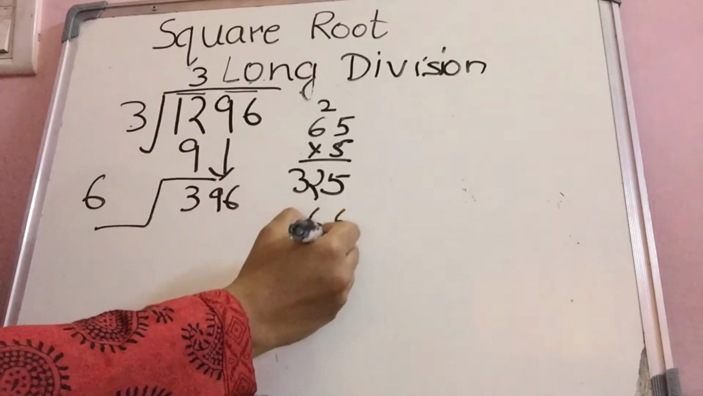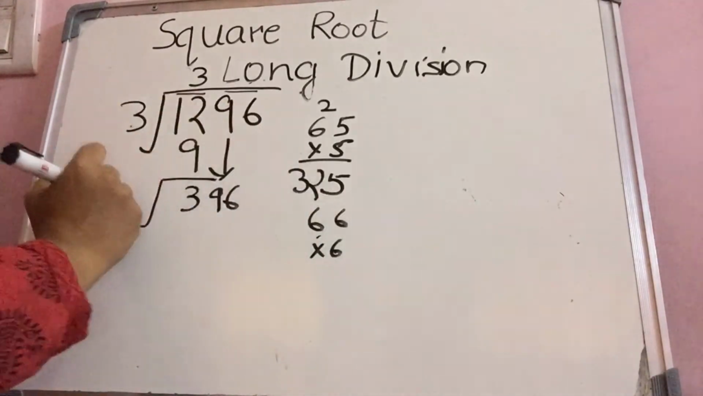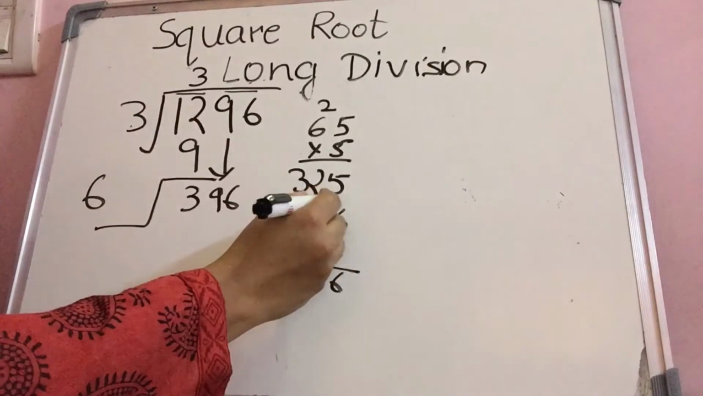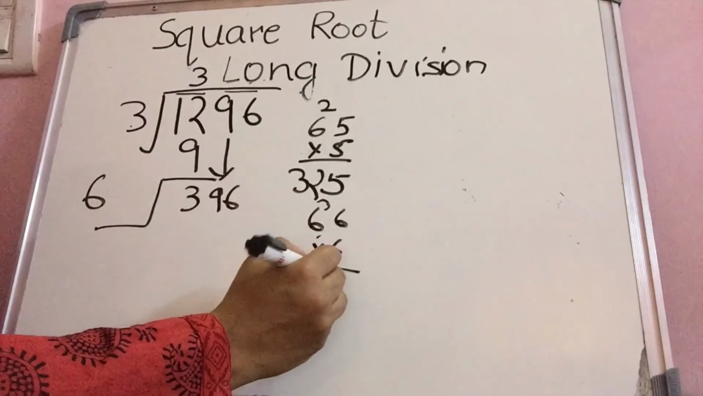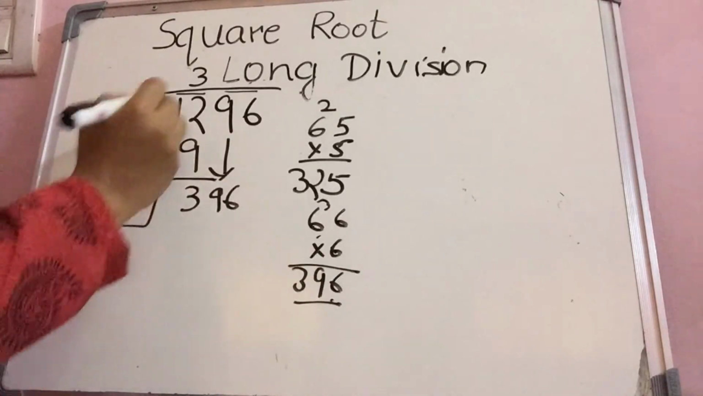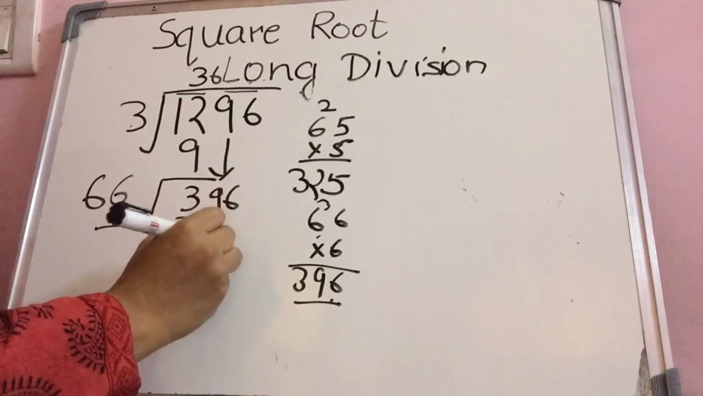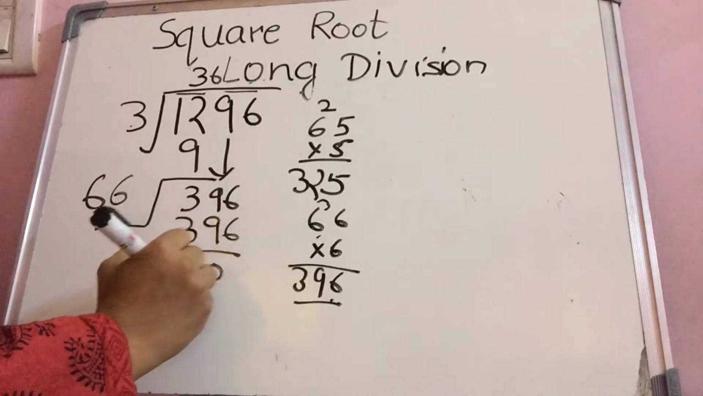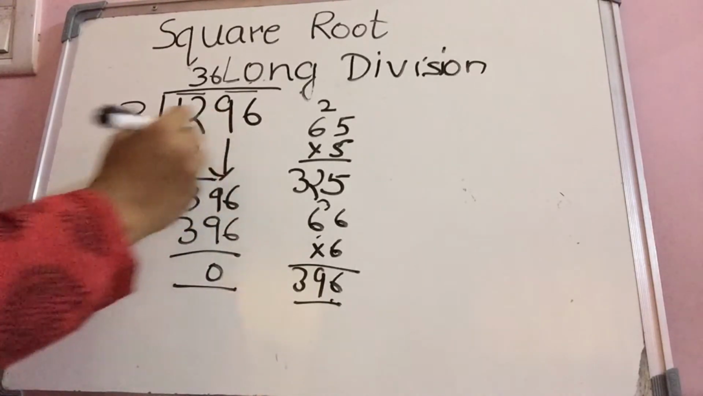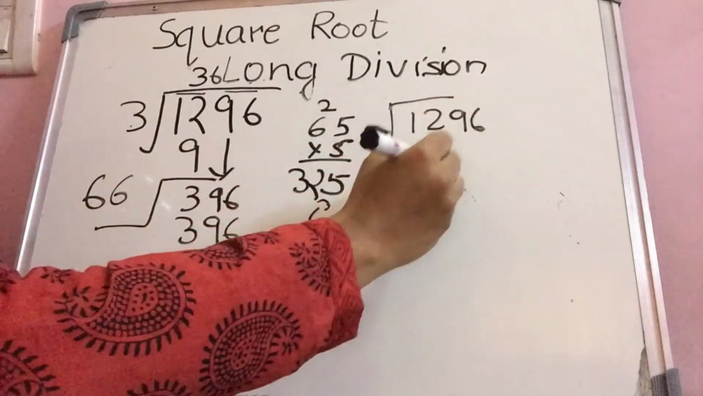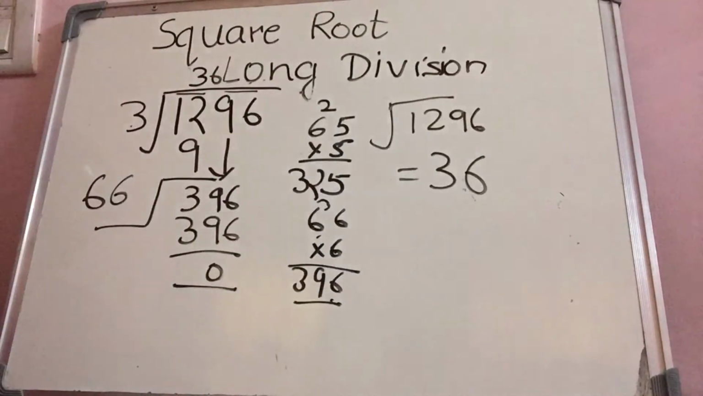We have to take a bigger number. If we take 6, 66 into 6. We will put 6 at the unit place. 6 times 6 is 36. 6, 3, 36 plus 3, 39. So it will go by 6. 6 times 6 here. So 396. So on subtracting we get 0. So the square root of 1296 will be equal to 36.